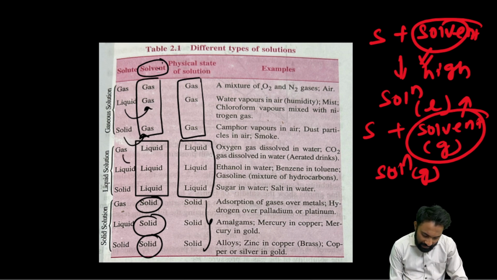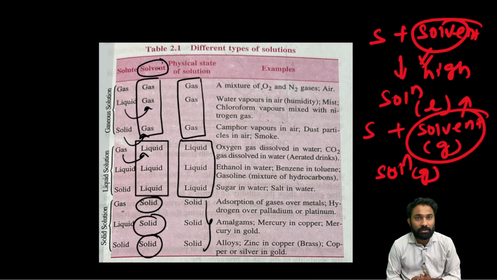Next, gas in liquid. Oxygen gas dissolved in water. Yes, because our water has dissolved oxygen present in it, right? Clear? That's the reason aquatic life is safe in the water, because oxygen is present in our water. Clear? Next, liquid in liquid, that is ethanol mixed with water, and this is a well-known example for us.